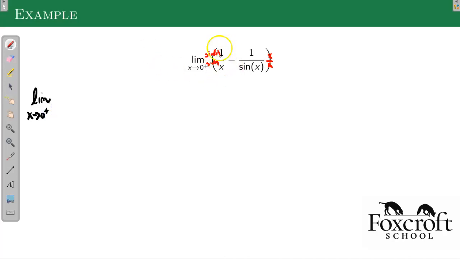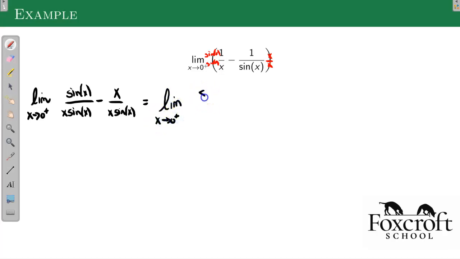So my first fraction is now going to become sine of x over x sine of x, minus my second fraction, which is going to be x over x sine of x, and combining that into a single fraction, sine of x minus x over x sine of x. Okay. So now I have this written as one fraction, and whenever I'm trying to take the limit of a fraction, I'm always going to see if L'Hopital's rule applies.